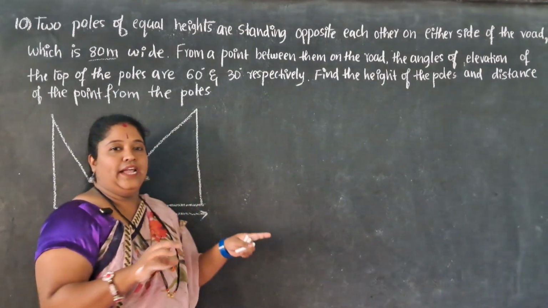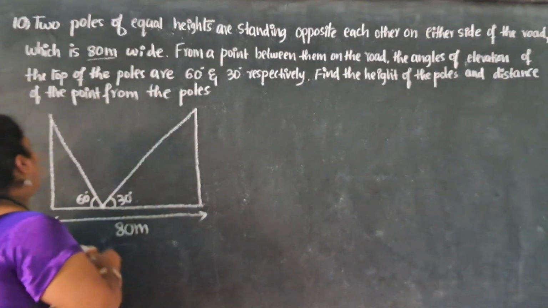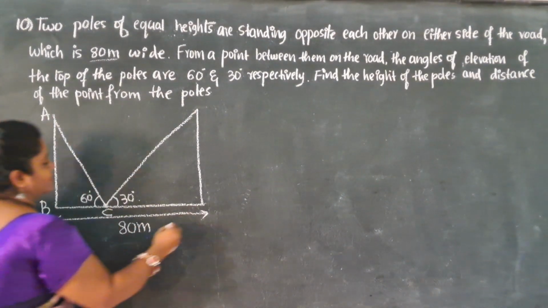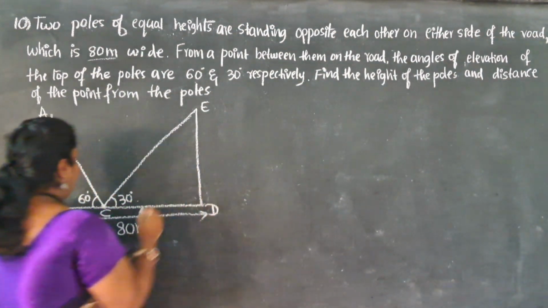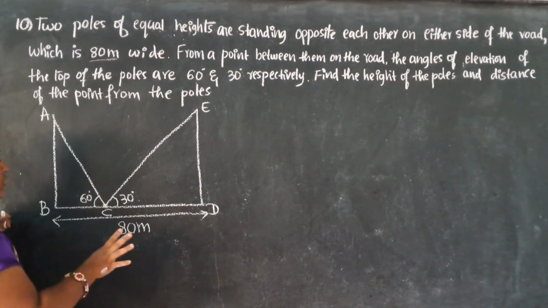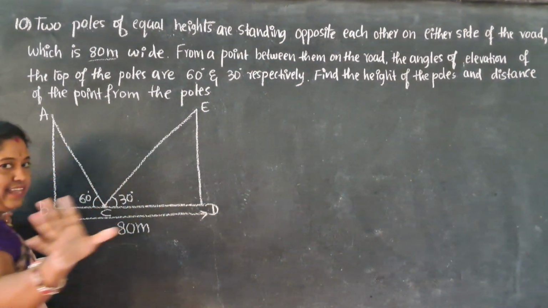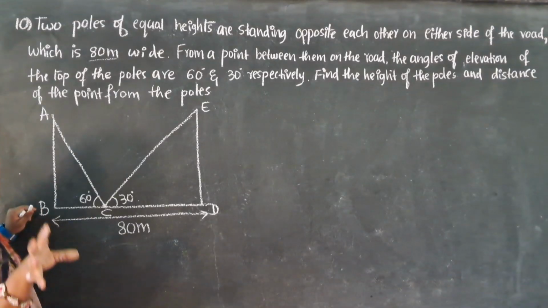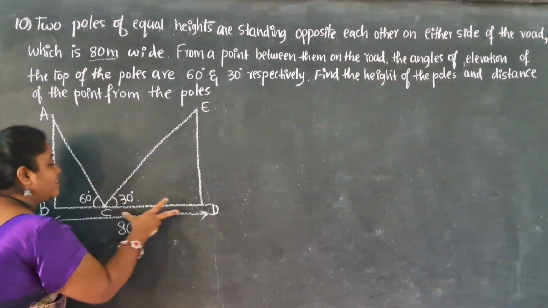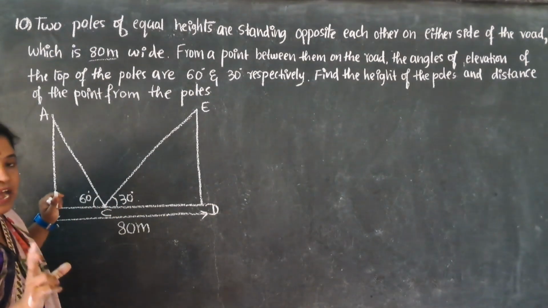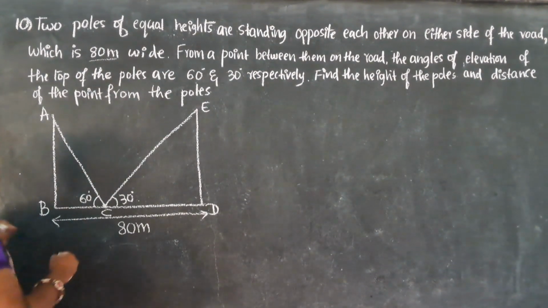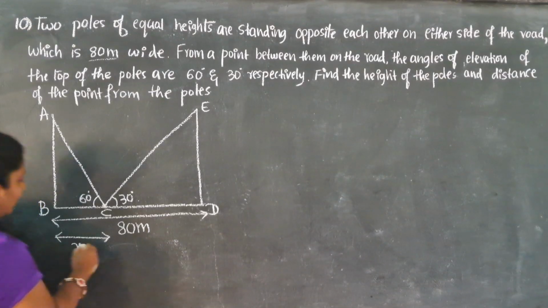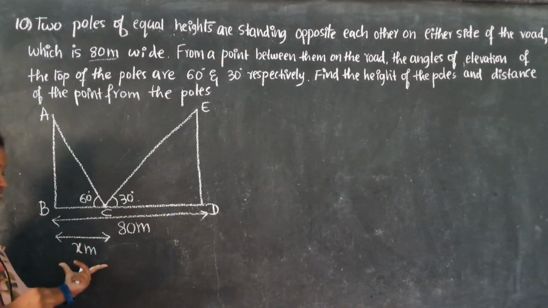So before calculating, we'll analyze the question. Now I'll consider this as A, this as B, and these points as C, D, and E. The total length of the road is provided as 80 meters. Directly, 80 cannot be substituted in the question because this part is different as well as this part is different. So now I'll consider BC as x meters.